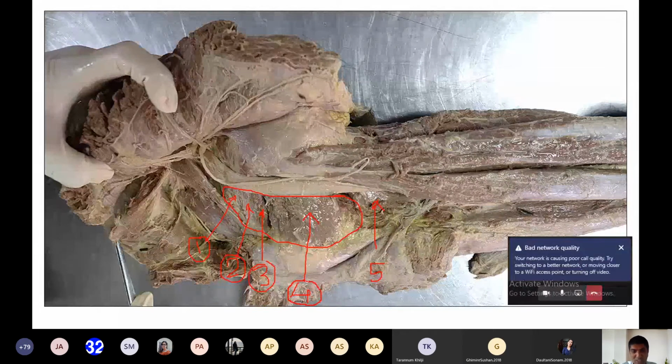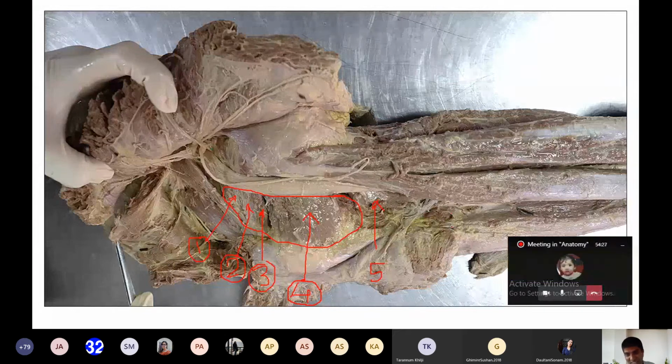You know this. This one is the quadratus femoris. And here, can you tell what is this one? Number 5. Some of you can try. If you identify this muscle, I'll be very happy. The adductor magnus. Yes, very good, Surya. This one is the adductor magnus.